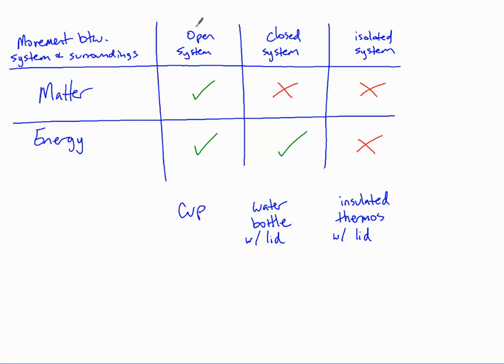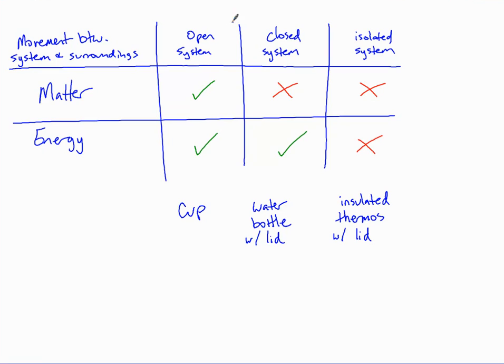And an example of an open system would be something like a cup full of water or a cup of coffee. It's an open system. If you knock it over, matter will leave the system and enter the surroundings. Same thing with energy. If it's hot coffee, it is constantly losing its heat to the surroundings, and so both matter and energy could leave a cup, which is an open system.